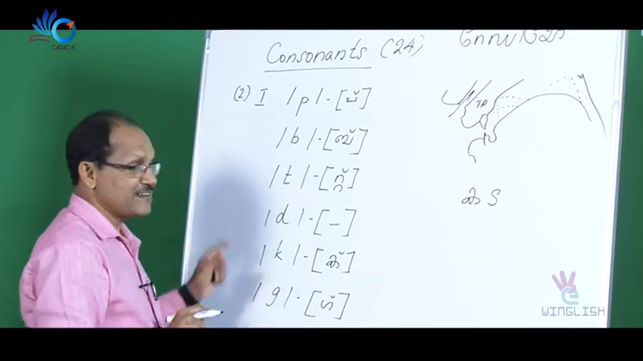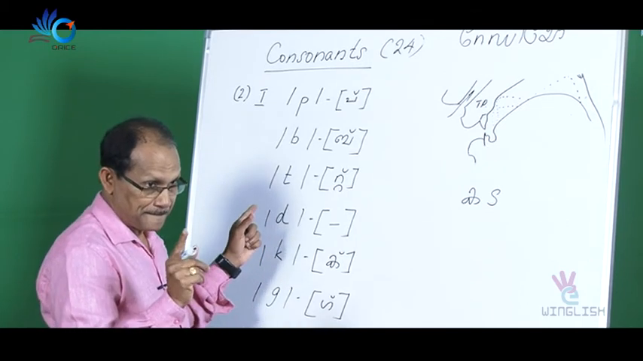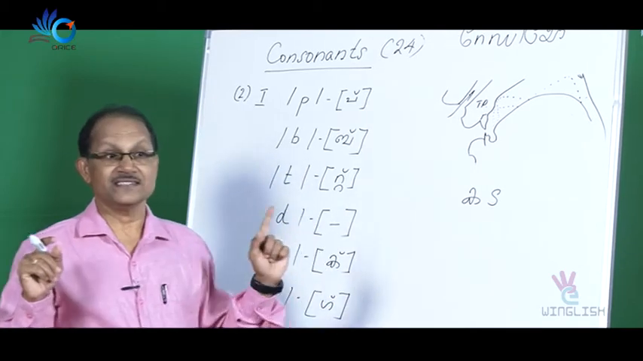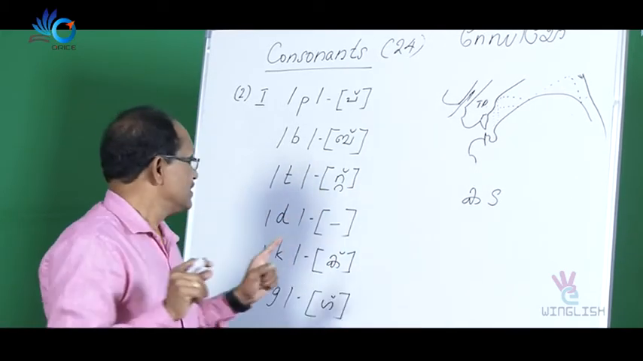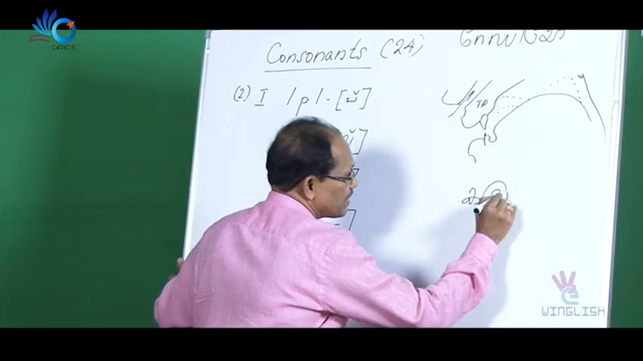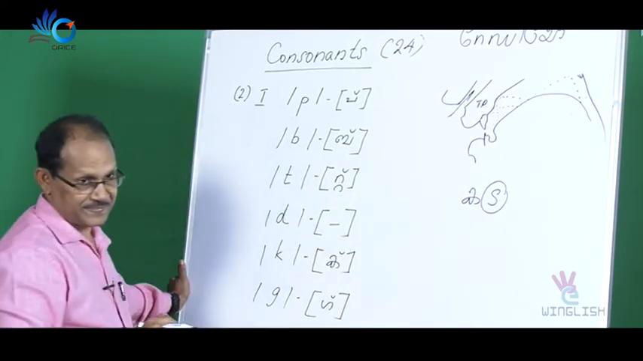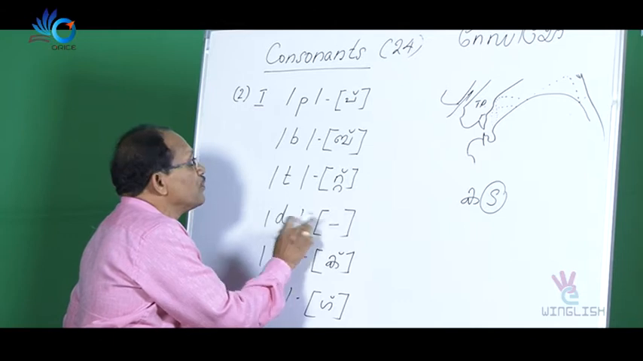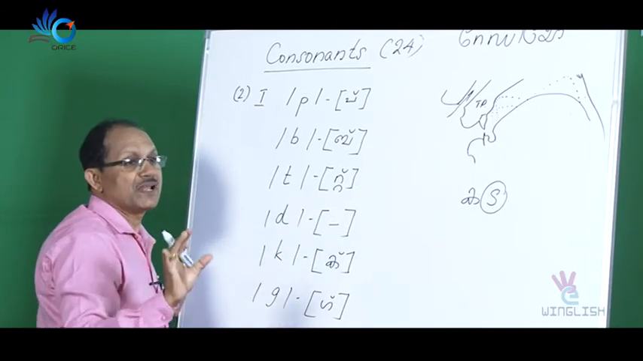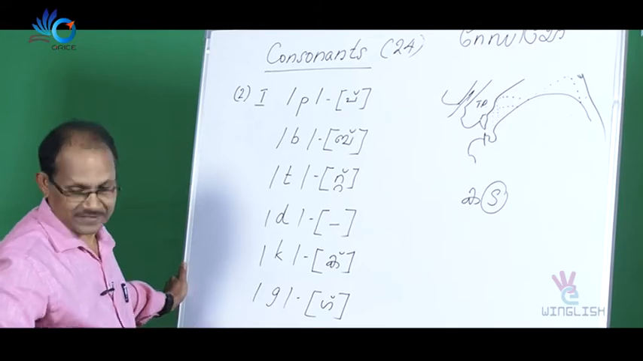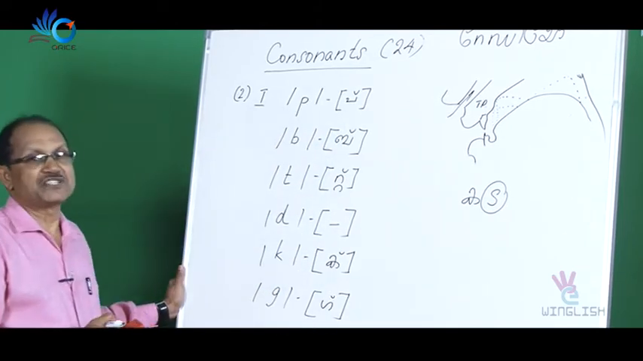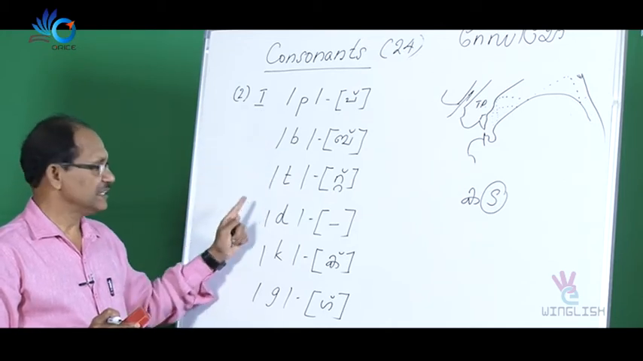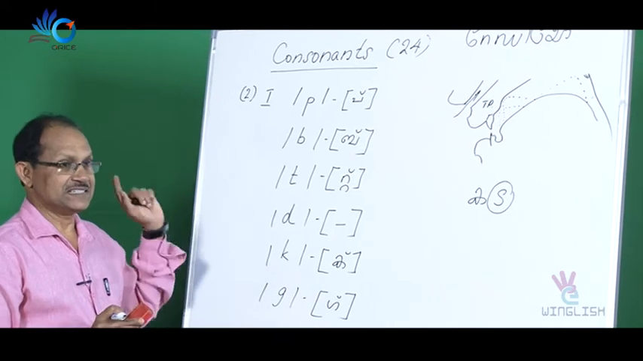Got it? Kada, kidam, that is Malayalam D. But the English sound is D, D. So, this sound we have only in Malayalam. This is the RP sound, for which we have no corresponding sound in Malayalam. Okay. So, please articulate the sounds P, B, T, D, K, G.